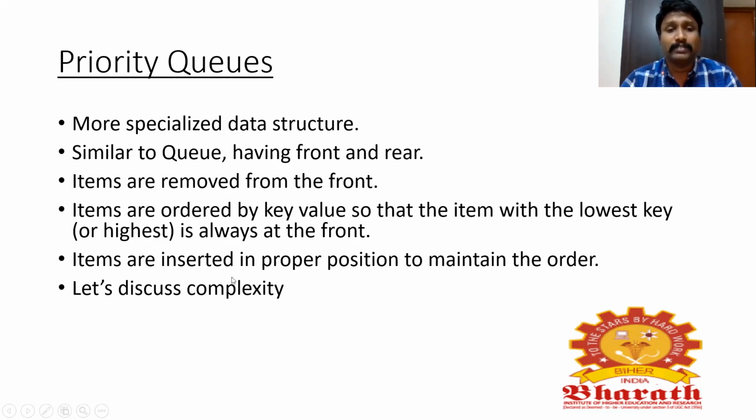So items are ordered by key value, and the item with the lowest key, or highest priority, is always at the front. That's why it is called a priority queue: priority is given to the data with the highest priority or lowest value at the front end. Items are inserted in the proper position to maintain the order. That is what points 1 to 5 say about the arranging. So that is about the priority queue.